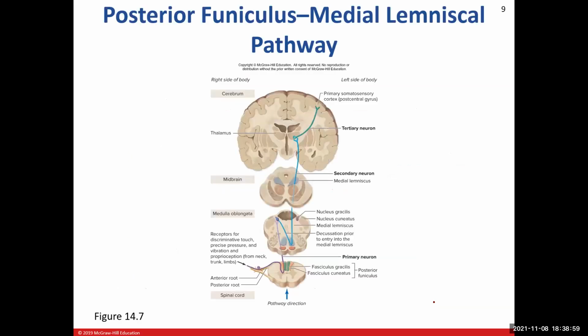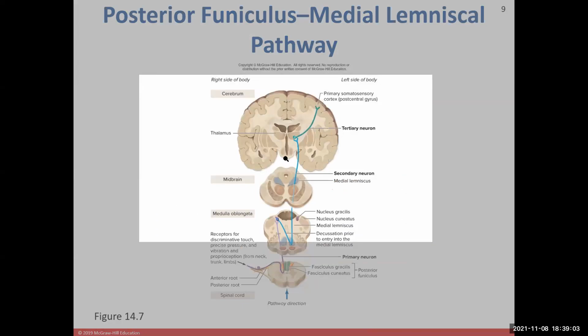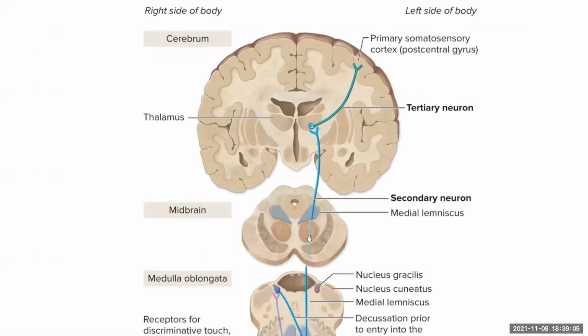All right, so here we can see, last part, our secondary neuron ascending up through the brainstem here to the thalamus, and then from the thalamus it goes to the primary somatosensory cortex. All right, and then that's when you come to conscious realization of whatever that stimulus was.